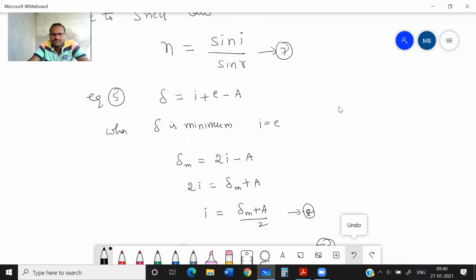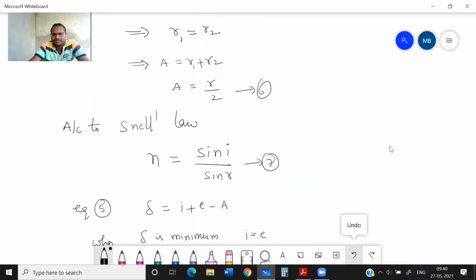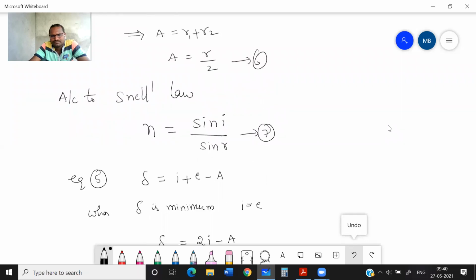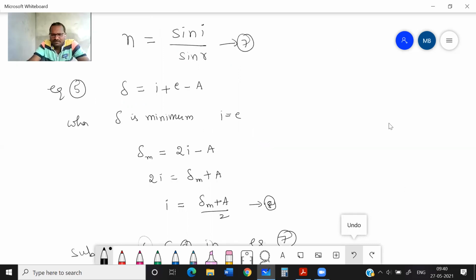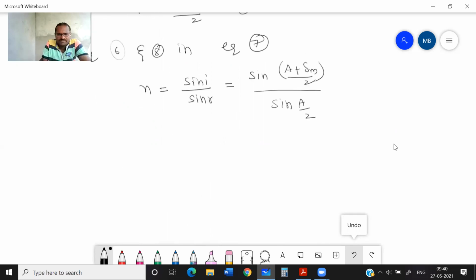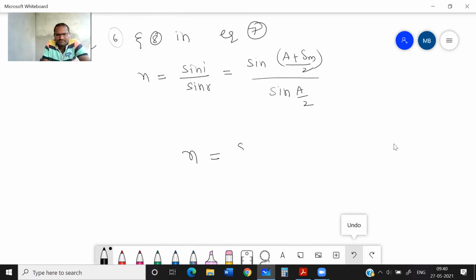See this? A is equal to 2R. Yes. That implies R is equal to A by 2. So, final answer, N is equal to sine of (A plus delta M) by 2 divided by sine A by 2.